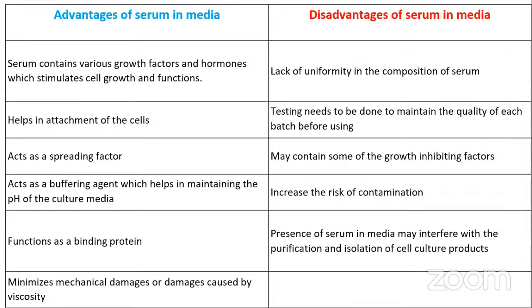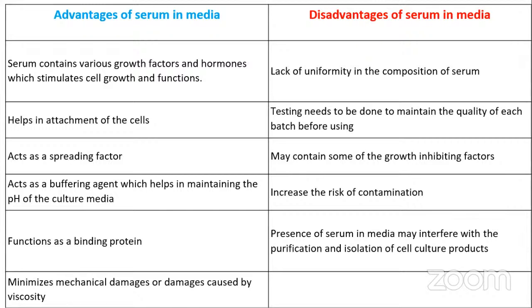So all the factors from where this calf or bovine is present, all these factors will affect the quality of the serum, like what it is eating. So then what are the environmental factors? Like that, from batch to batch, the serum quality will change. And testing needs to be done to maintain the quality of each batch. And the people who are handling the animals can also spread the contamination. So we have to look for that also.